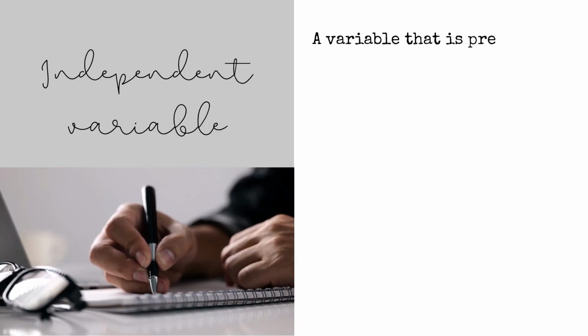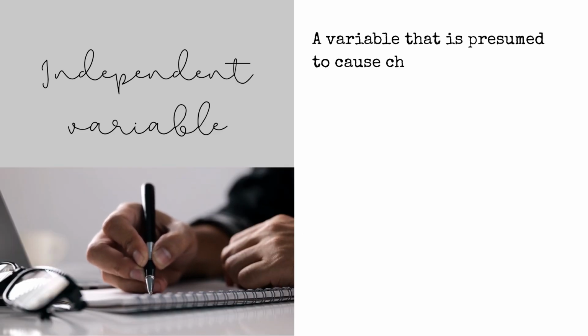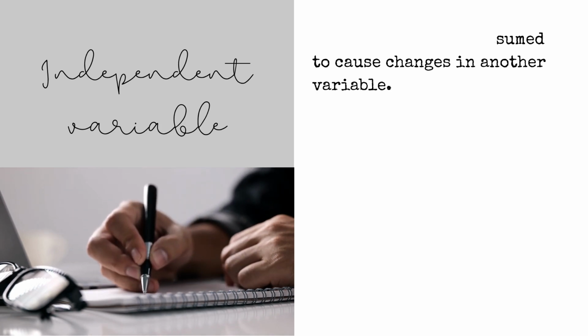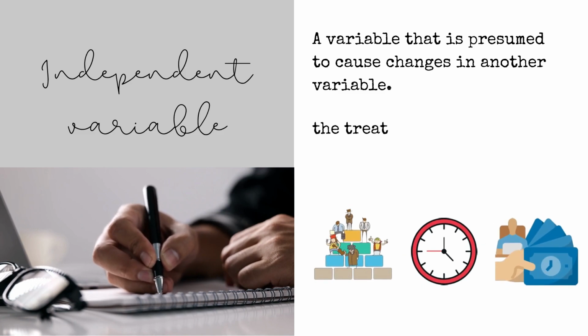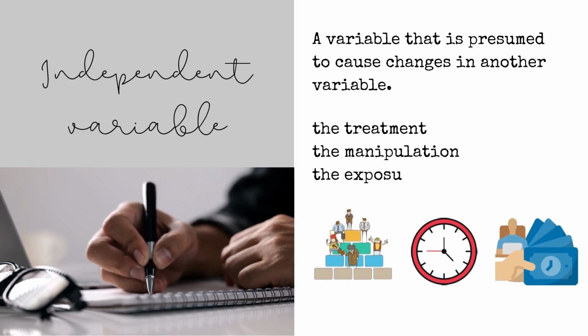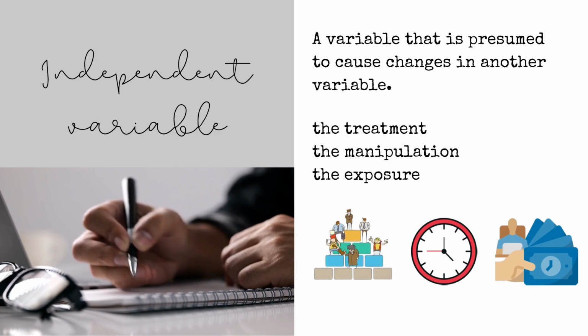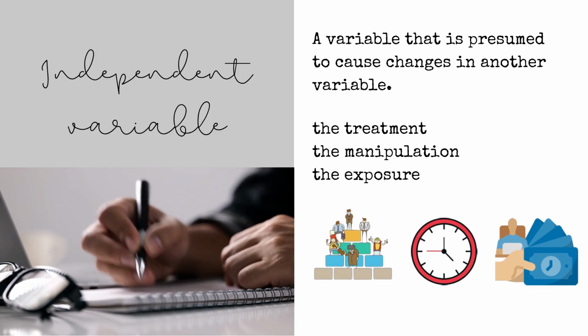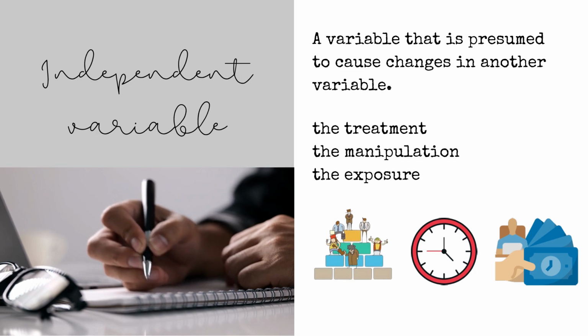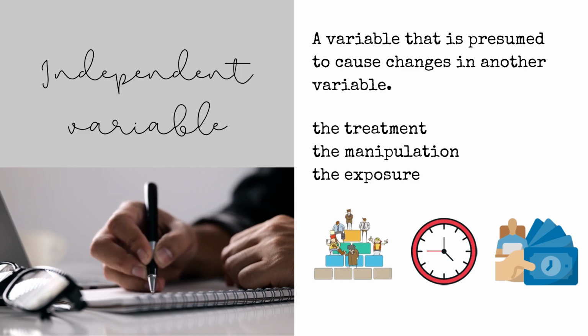A variable that is presumed to cause changes in another variable is called the independent variable. It also refers to the treatment, manipulation, or strategy that the researchers plan to use to measure the effect of its exposure. For example, social class, time of the day, minimum wage.